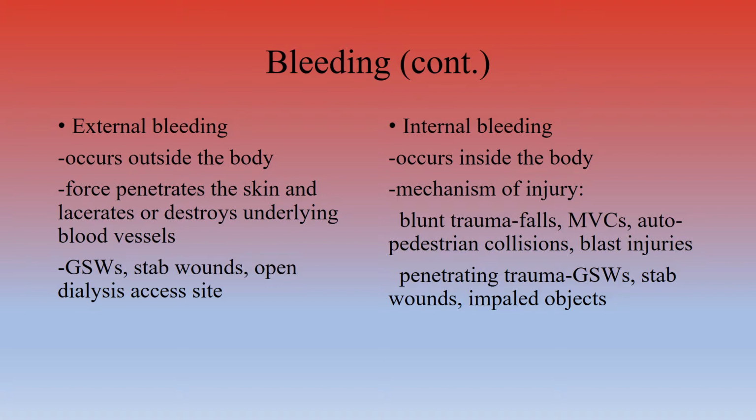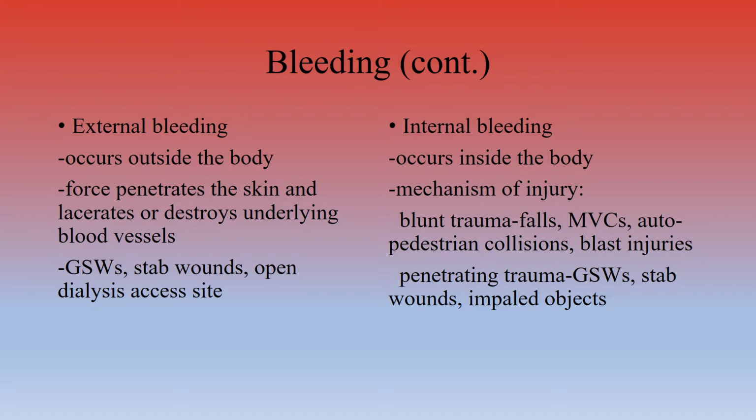So bleeding, there are two types, external and internal. External bleeding occurs outside the body. A force penetrates the skin and lacerates or destroys underlying blood vessels. Some things that can cause external bleeding are gunshot wounds, stab wounds, and open dialysis access sites, like I mentioned earlier.